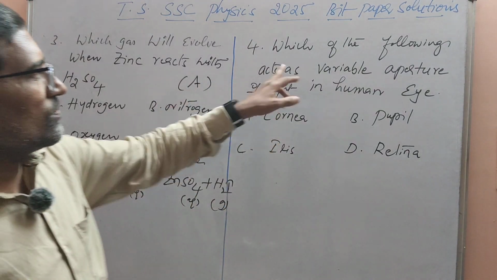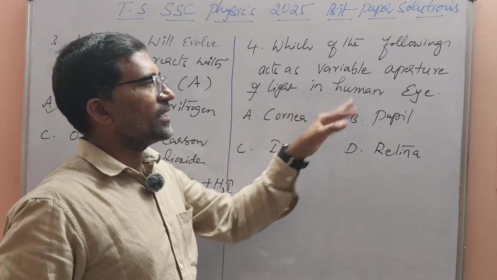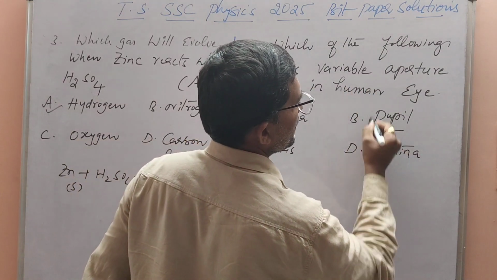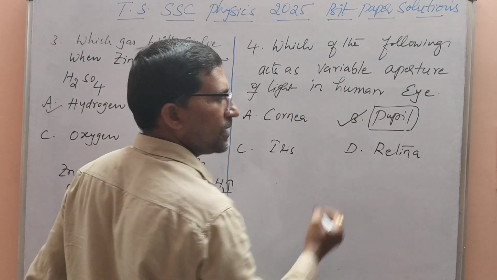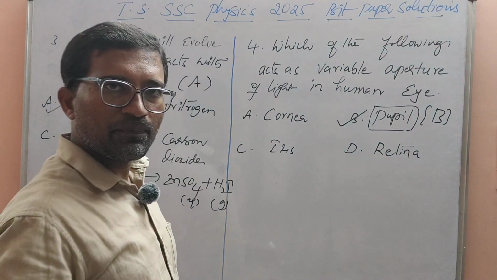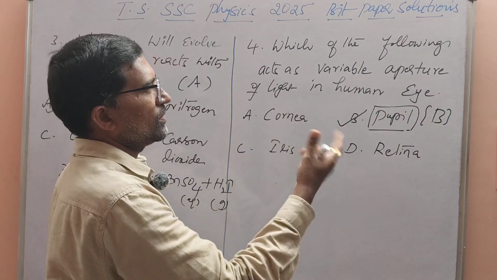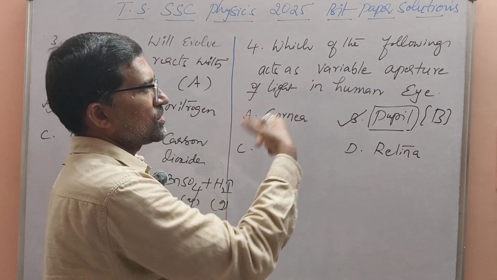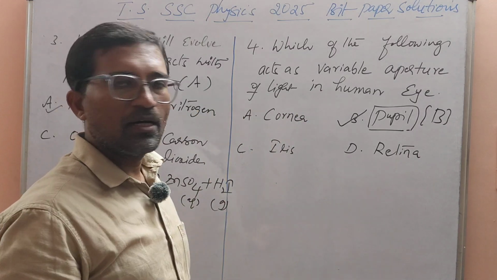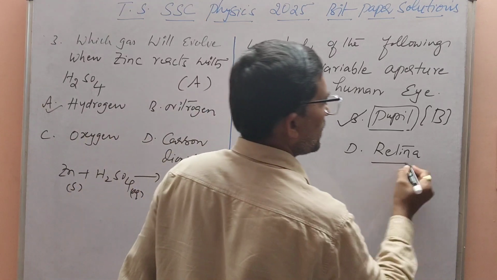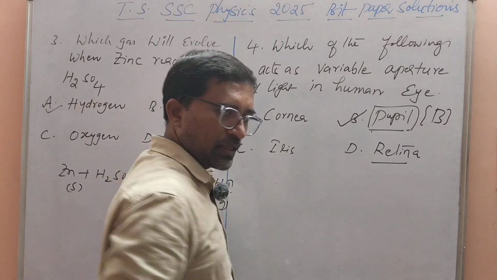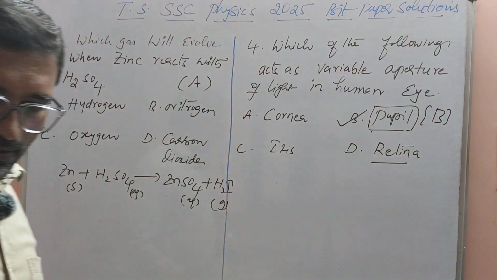Next one: which of the following acts as a variable aperture of light in the human eye? The variable aperture of the human eye is the pupil. The right answer is B here. The cornea is the outermost layer; it does not have any relation to the variable aperture of light. And the iris gives different colors to the eye. We know that the retina is the part of the eye where the image is going to fall. Understood? So the right answer is the pupil. Okay, please copy these answers.